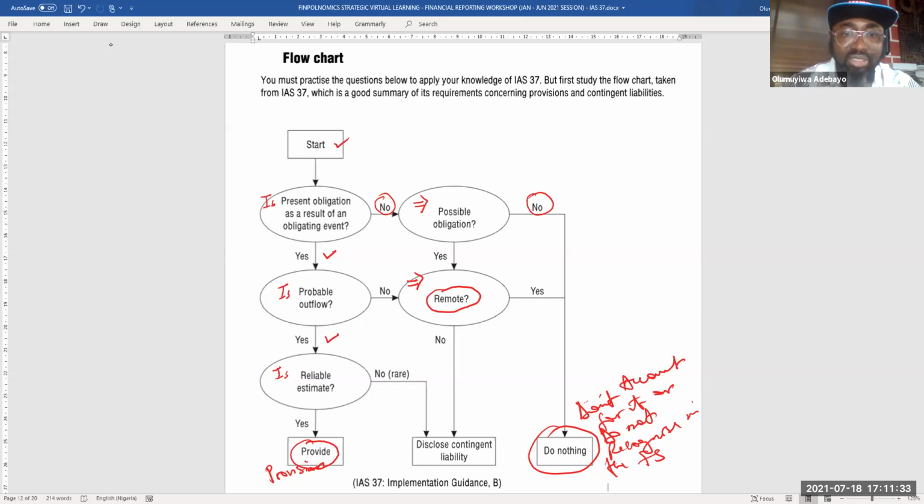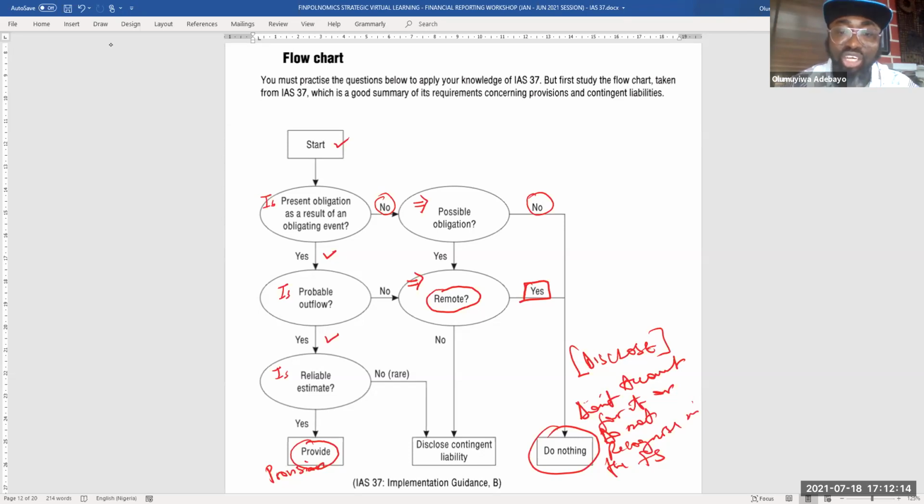Or it might be a present obligation, but unfortunately the probability or degree of having to result in an outflow of economic benefit is remote. In that case, if it's remote, it means it's more likely that it will never happen. Therefore, we do nothing because it is a contingent asset or contingent liability as the case may be. And in that case, we only disclose. What you do is what? You disclose based on the conditions that we have discussed earlier.